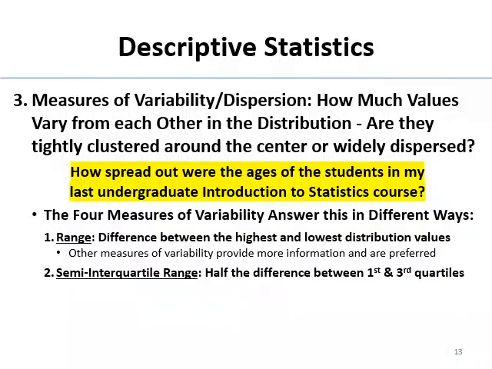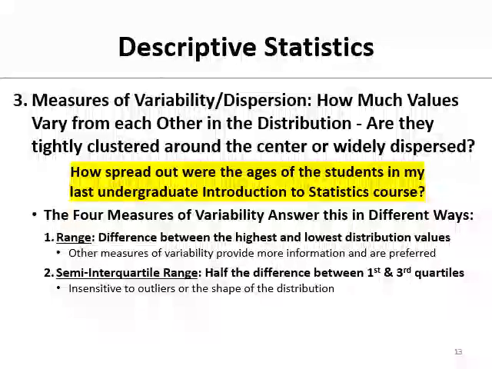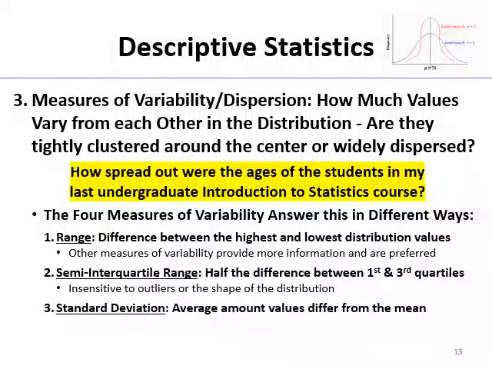The next most sophisticated measure of variability is called the semi-interquartile range, or the SIR. The SIR is half of the difference between the first and third quartiles. So you find the score at the third and first quartiles, you subtract and divide by 2, and that is the semi-interquartile range. It is insensitive to outliers or the shape of the distribution, so that's one thing that makes it good. But it's not as good as the standard deviation when you can use it.